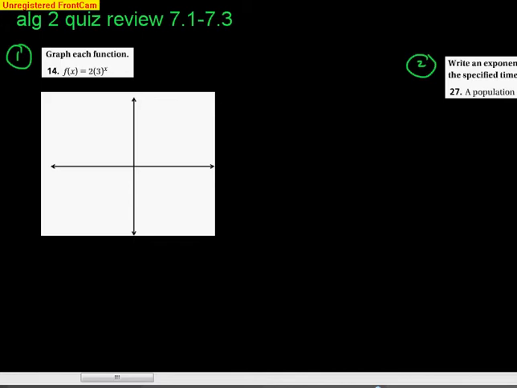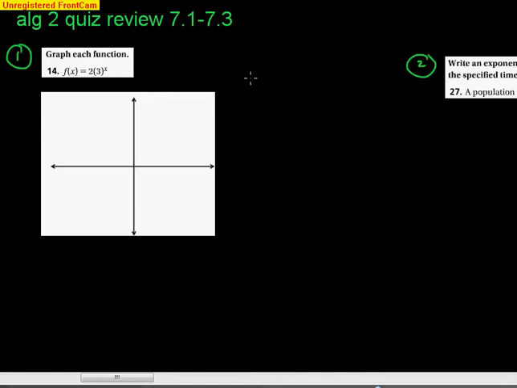Okay, so first one, we're going to graph this function. And this is an exponential function. When we graph an exponential function, I want you to find 3 points: -1, 0, and 1. Those are the x values. Now notice this graph has a transformation. That 2 in front is a transformation.